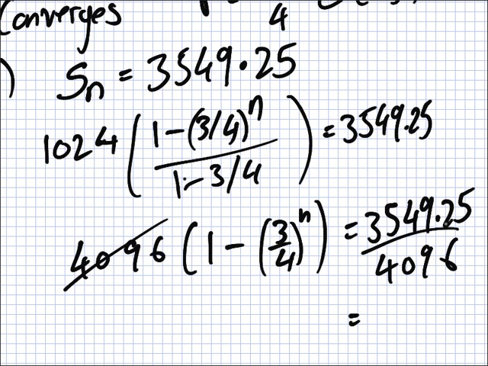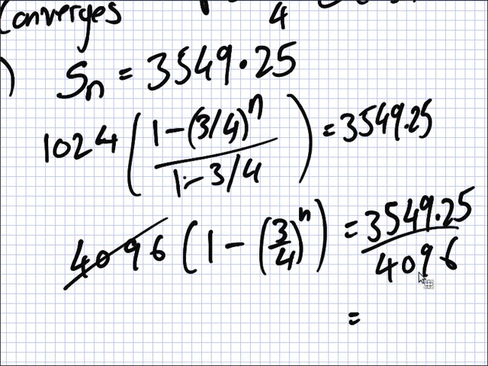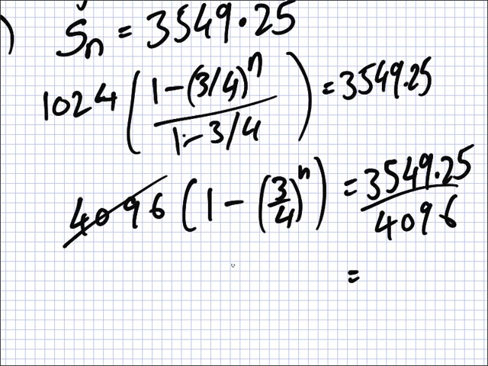Okay, so what's 3549.25 divided by 4096? No, n equals 7. Oh yeah, but I want to know this fraction, please. 0.8665. Is it a fraction? No, it's a decimal. It must be a fraction. No, it's not a fraction. There is a fraction after the minus. Oh, it is. With the minus 1 there is.